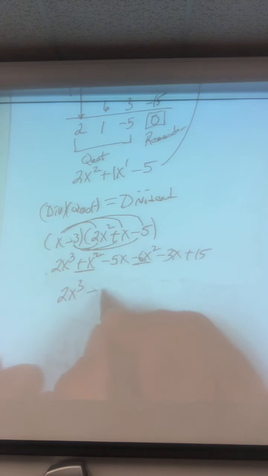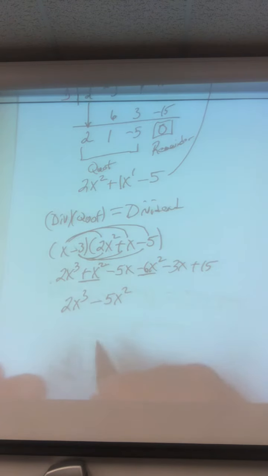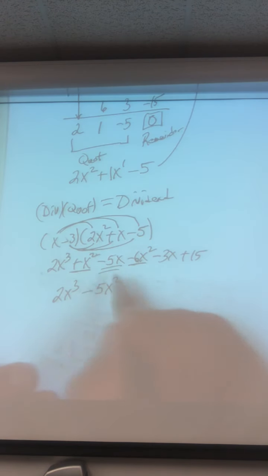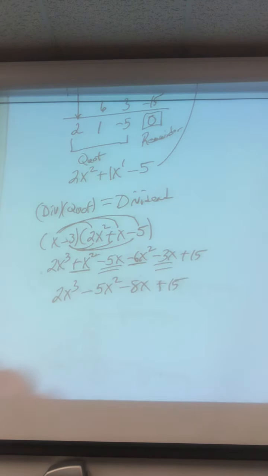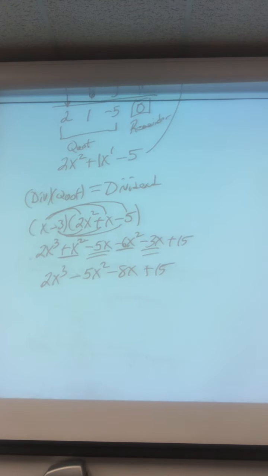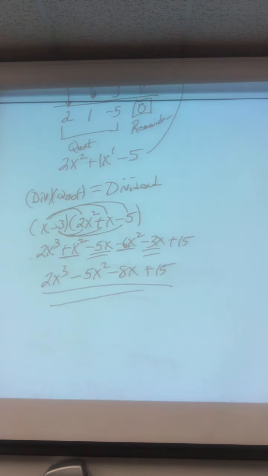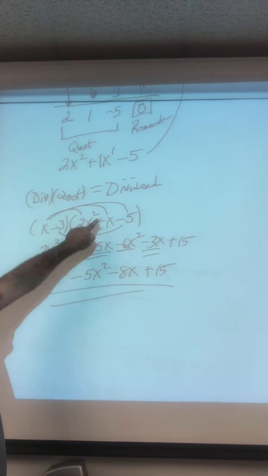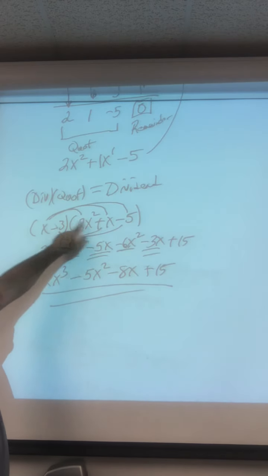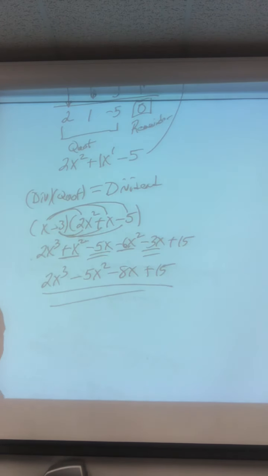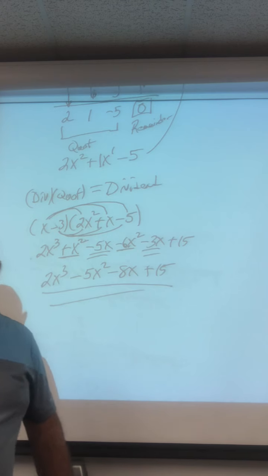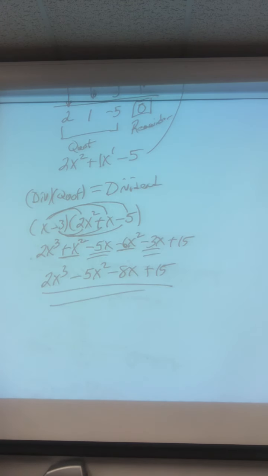Now collect my like terms, 2x cubed. Combine the x squares together, minus 5x squared. Add the x's together is minus 8x. And then plus 15. And if you look at that, you will see that that is the dividend. That's what we divided into. So if you divide this into this, you get that. And I just proved it by multiplying those two things together to get that. So that's dividing by synthetic division.